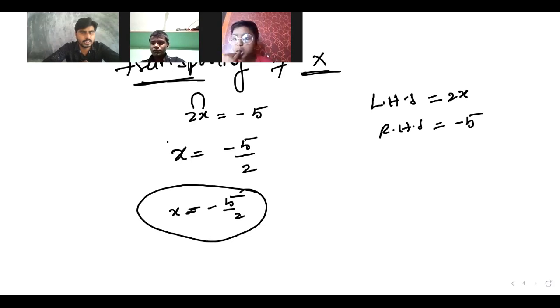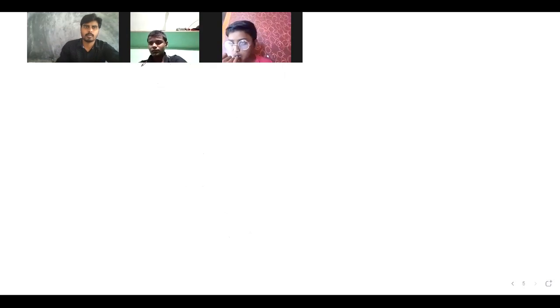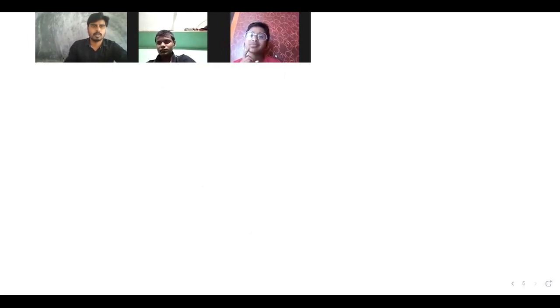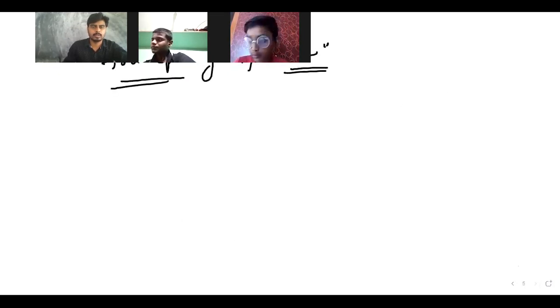X is equals to minus 5 by 2. Clear? This is about transposing multiplication, transposing addition. Now we shall get into transposing of subtraction.